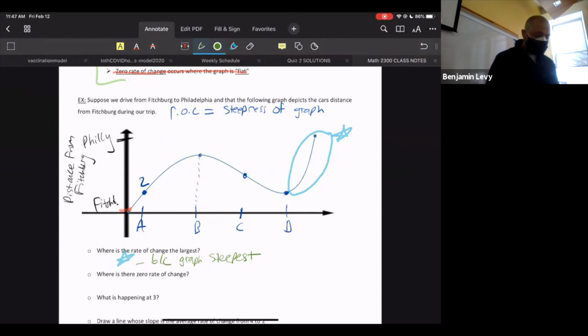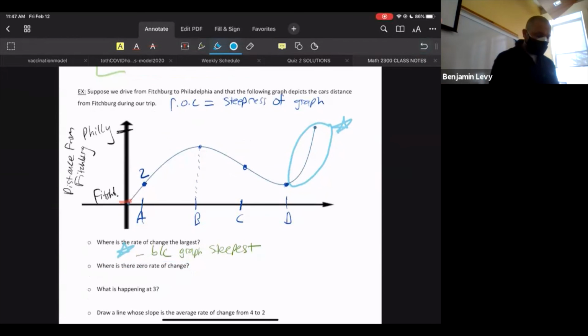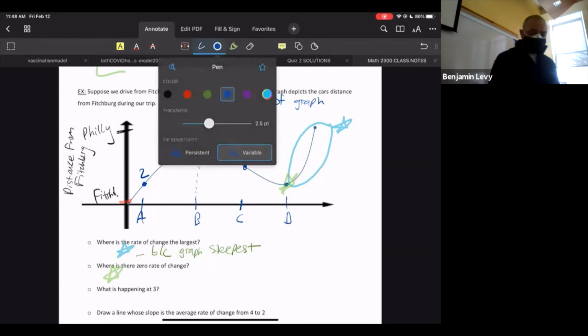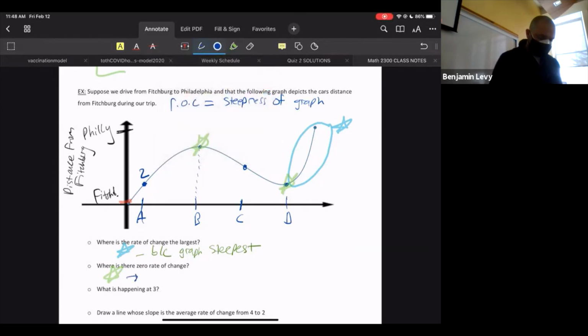Right, this part right here, where is there 0 rate of change? The next question. That's going to be at the peaks. So B is one of those. Let's maybe star those with another color. Let me put a green star there, and a green star there. The green stars are where there's 0 rate of change. Right? The graph is flat there. In other words, the slope of the tangent line is 0.